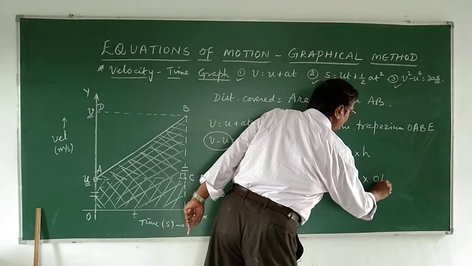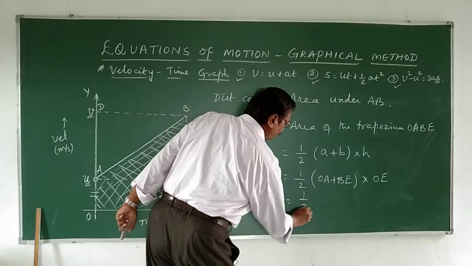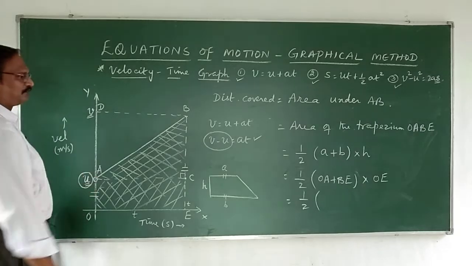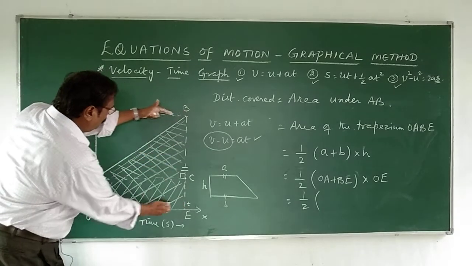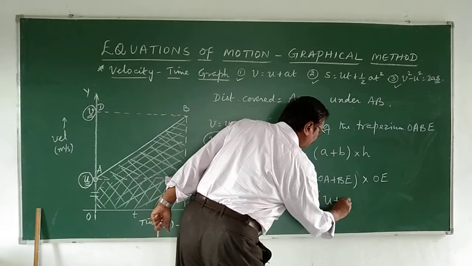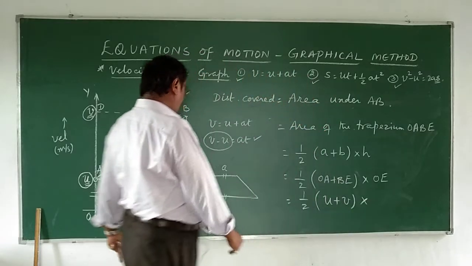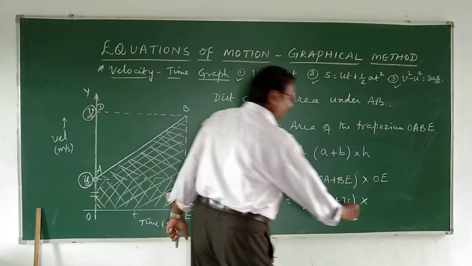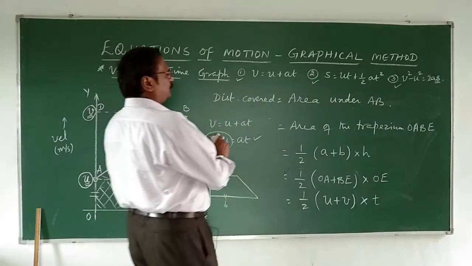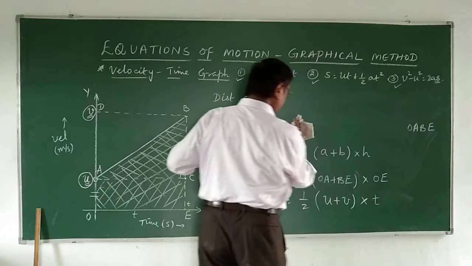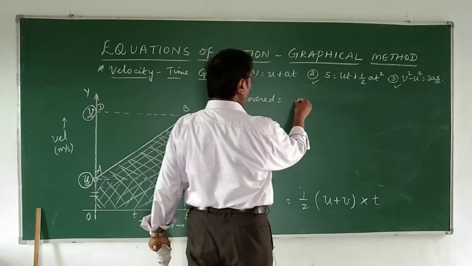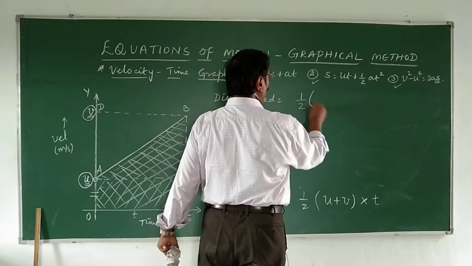Let me say OE. That is equal to half into, what is OA? OA is nothing but the initial velocity U. And what is BE? The whole BE is the final velocity. So I got U plus V multiplied by, what is OE? Which is the time axis T. Now, having done this, what do we do? We erase this, let us erase it. Fine, take the final value and make substitutions, right? That is equal to half into U plus V.